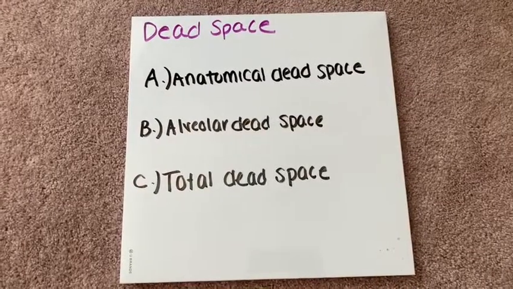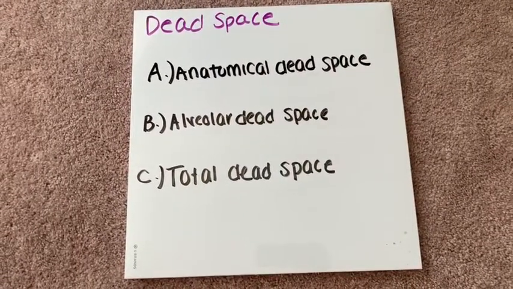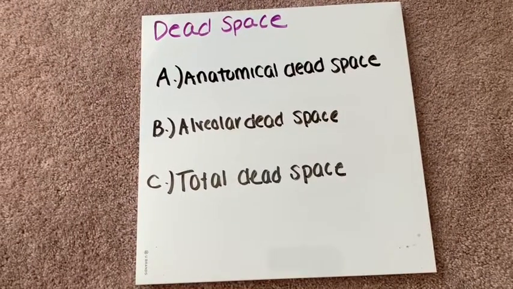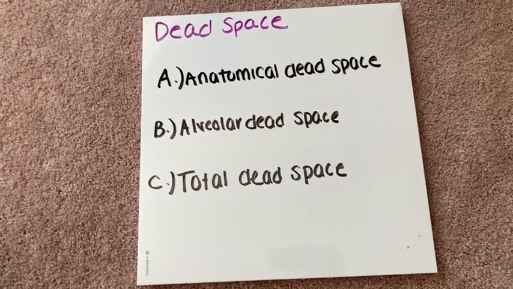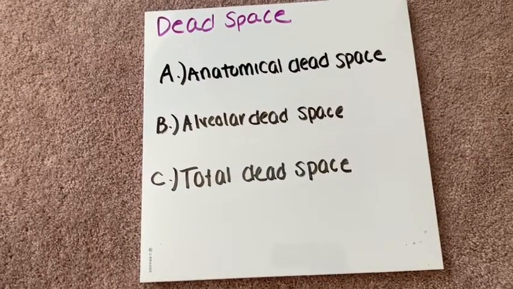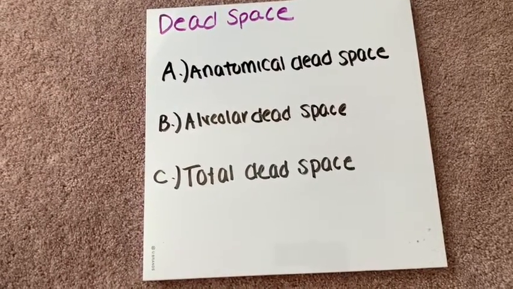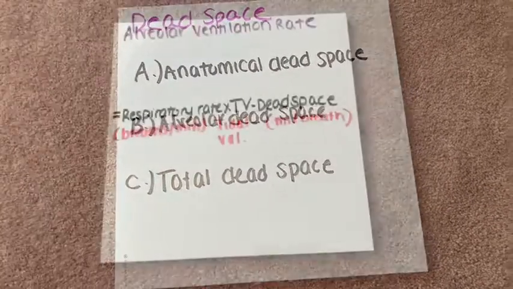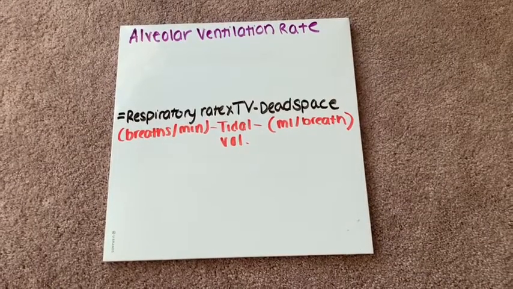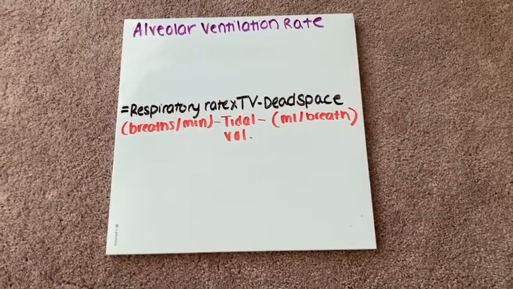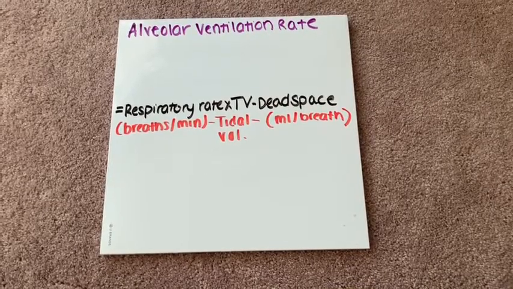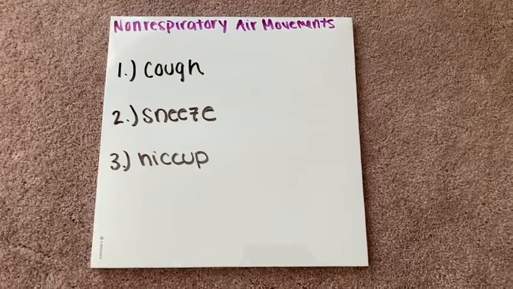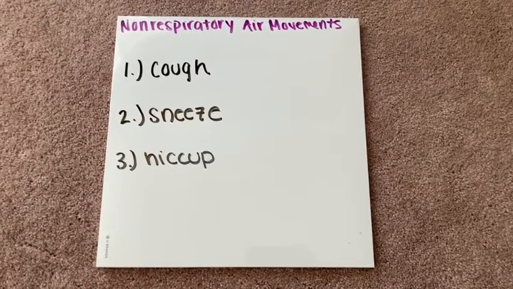Dead space is inspired air that fills the respiratory passageways but does not contribute to gas exchange. Anatomical dead space is in passageways like the trachea and bronchi. Alveolar dead space occurs when alveoli are blocked. Total dead space is the sum of all non-useful volumes. Here I've written the formula for alveolar ventilation rate. This is the respiratory rate times the tidal volume minus the dead space. Some non-respiratory air movements that we do all the time include coughing, sneezing, and hiccuping.